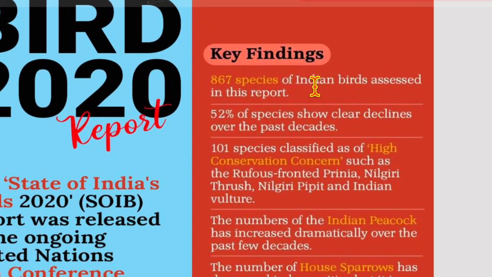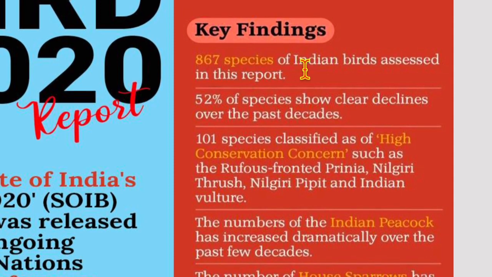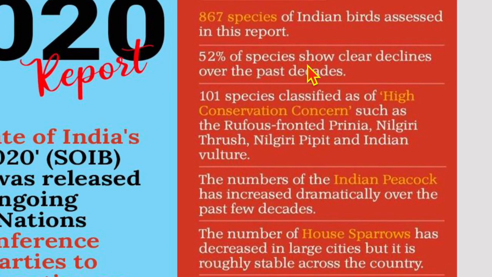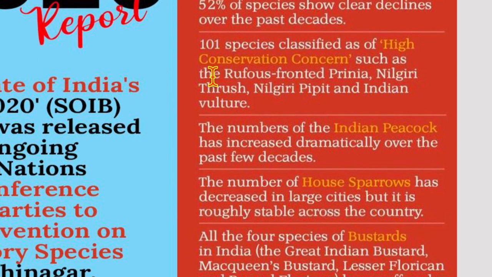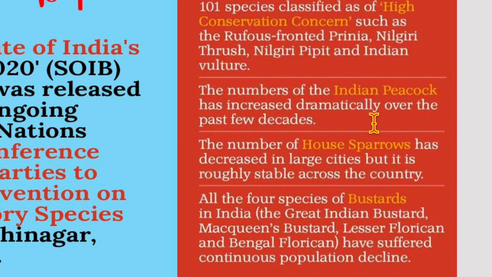Now, the key findings include that 867 species of Indian birds were assessed in this report. 52% of the species saw a clear decline over the past decade. 101 species were classified as high conservation concern, such as rufous-fronted prinia, Nilgiri thrush, Nilgiri pipit, and Indian vulture. The number of Indian peafowl has increased dramatically over the past few decades.